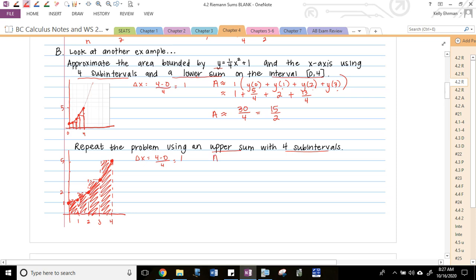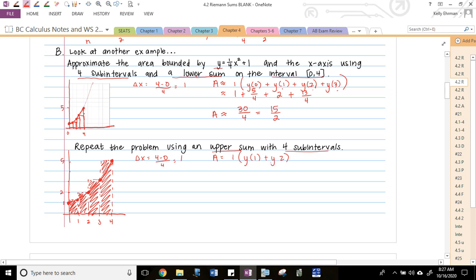So I, again, would show that my delta x is 1, and then I'm multiplying that width times the height of each rectangle. And the height of each rectangle, it doesn't matter if you start on the right or the left. I like to keep these in numerical order. So it's y of 1 plus y of 2. Oh, sorry, not f, y.